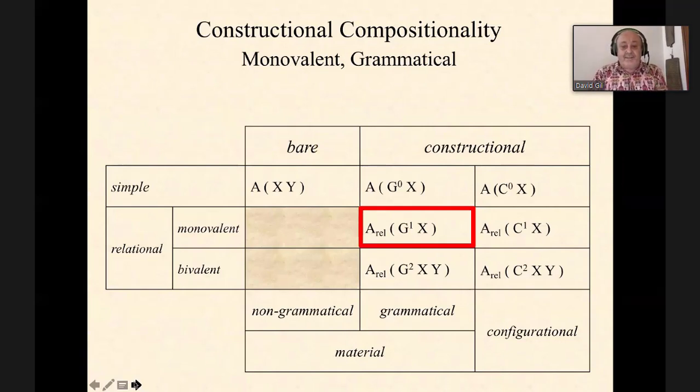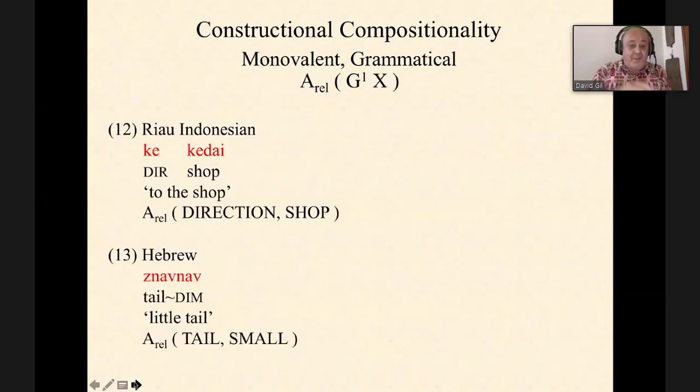Moving on to relational compositionality. The difference here is that the grammatical marker is relational in the following way. If we look at the diminutive first, in 13, snav-nav, the word for tail in Hebrew is sanav, the diminutive snav-nav. But what's crucial here is that it's more than just little and tail. The littleness describes the tail. This is something very easy to overlook. But snav-nav couldn't refer to a large tail on a tiny animal. So it's not just that you have tail and littleness, but the littleness describes the tail. It's this semantic relationship that needs to be described as monovalent.